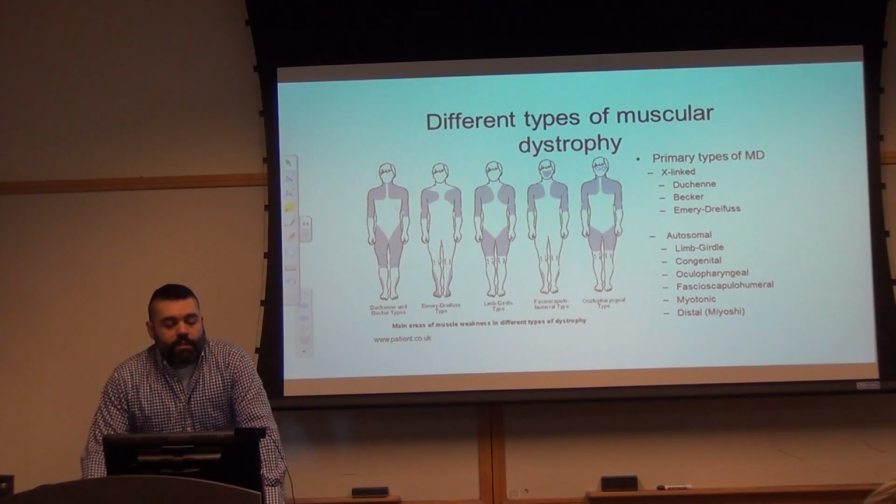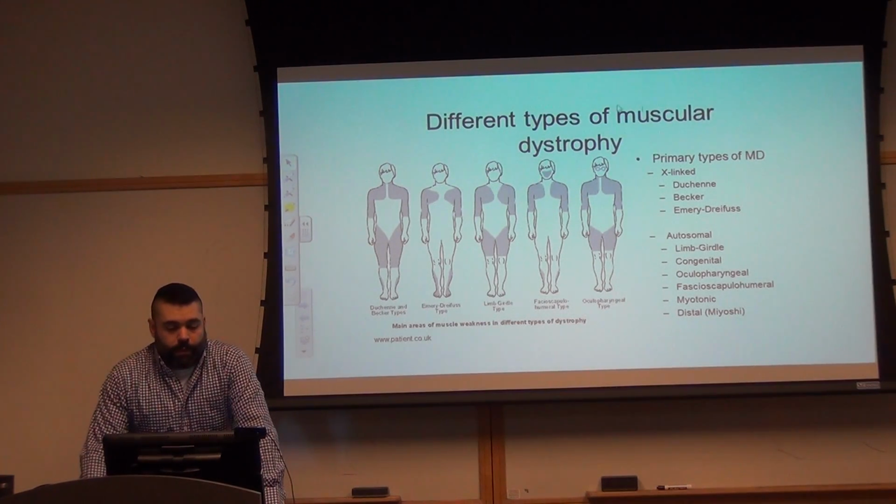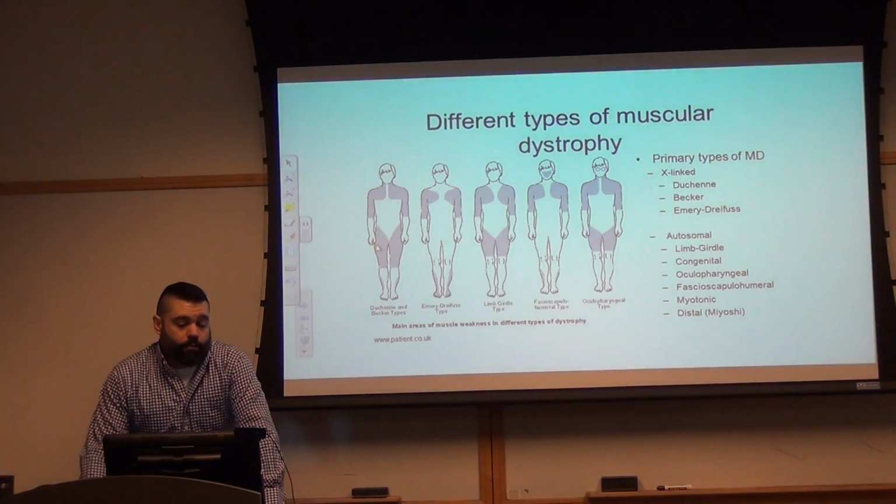So let's talk about the different types of muscular dystrophy. I'm just going to go through this really quick in the interest of time. This is Duchenne and Becker. The affected areas are indicated in the gray: the upper limbs, the upper arms, and the upper legs. This is the Emery-Dreifuss type. It just affects the upper arms. You can see the pattern is a little bit different of which muscles are affected.